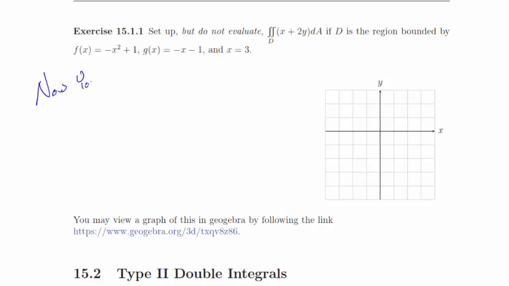Pause the video. I will work through it and talk you through the solution here once you are ready.